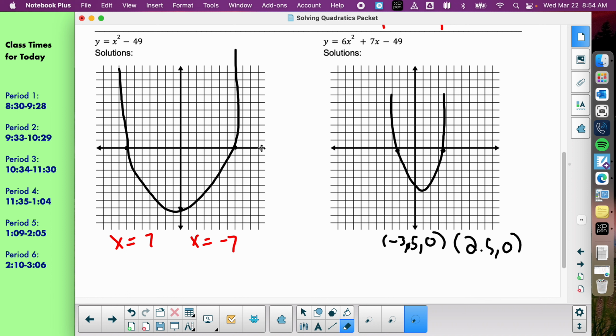Yeah. That's honestly what we're going to be doing for most of the rest of the chapter. We're just finding answers and solutions in different ways. The graphing way is by far the easiest way, but it's not always something you have access to. So after graphing, we're going to learn how to solve it with just the equation.